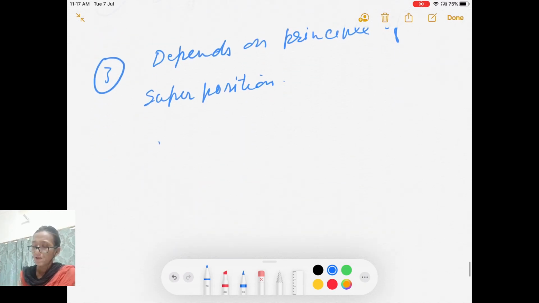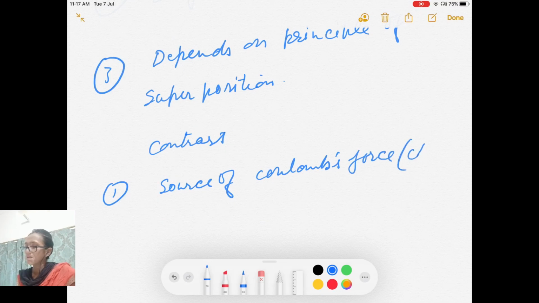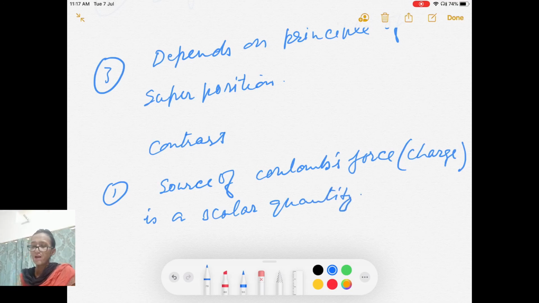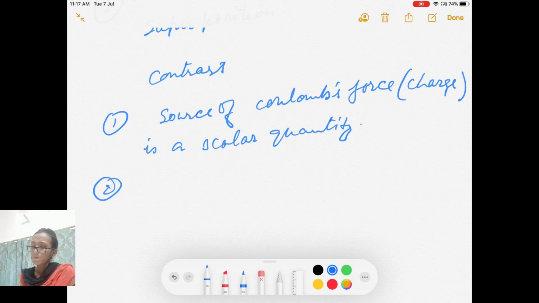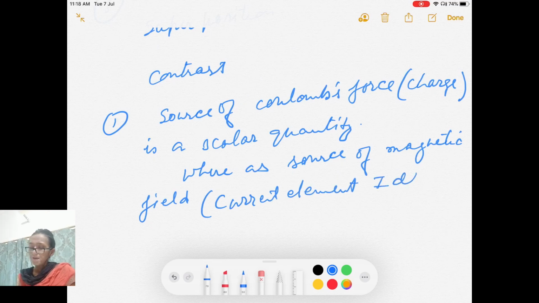Now contrast. First contrast. The source of Coulomb's force is charge, a scalar quantity, whereas source of magnetic field is current element, which is a vector quantity.